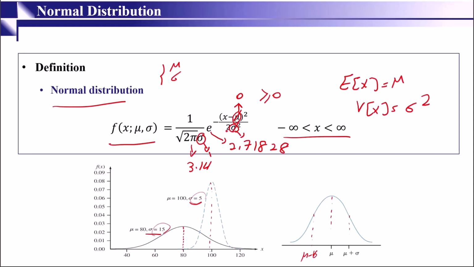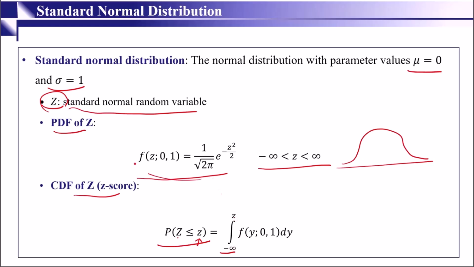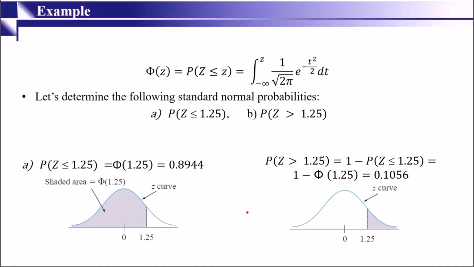So we don't have this one, we don't have this one, we don't have this one, right? So we have 1 by root square of 2 pi e in power of minus z squared divided by 2, and z is from minus infinity to infinity. Again, this one produces a bell-shaped curve. The CDF of z score is probability of z less than or equal to a given z, which is the integral from minus infinity to z, and this part comes here. We show the CDF by phi z, that is probability of z less than or equal to a given z, integral from minus infinity to z of 1 by root square of 2 pi e in power of minus t squared divided by 2 dt.